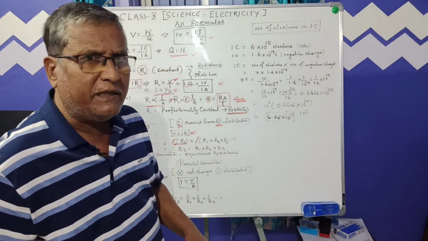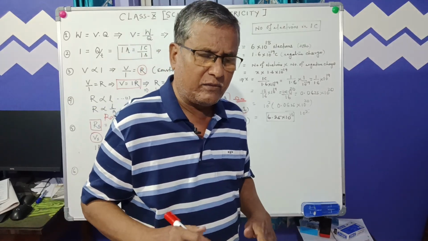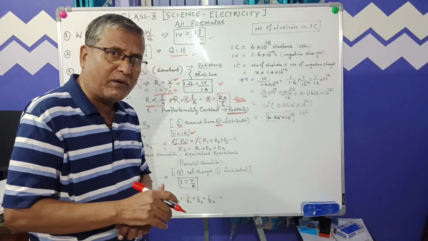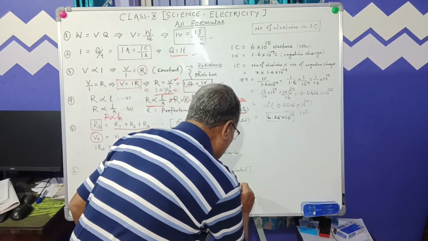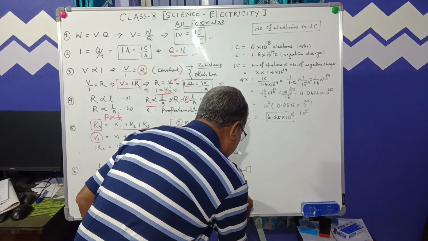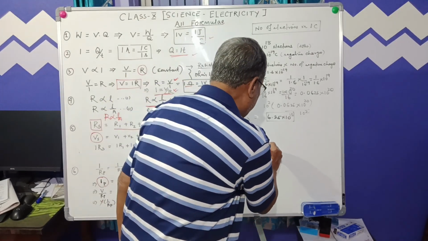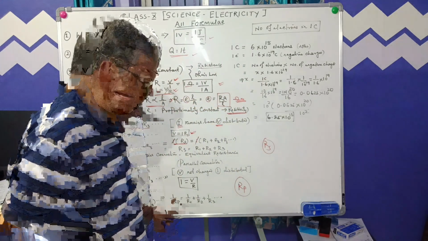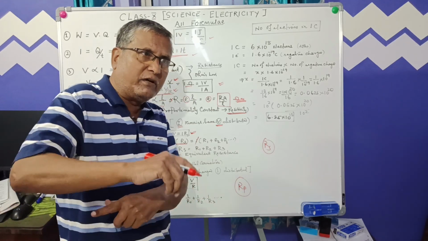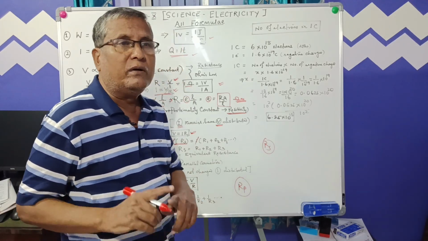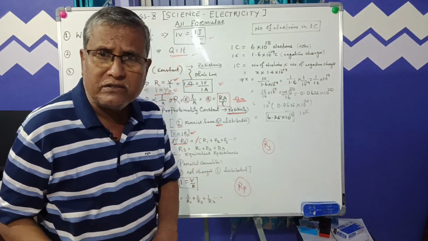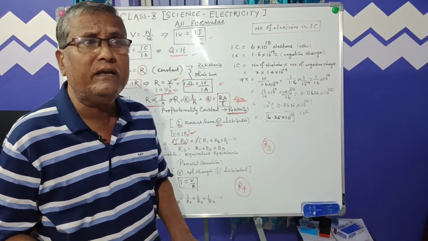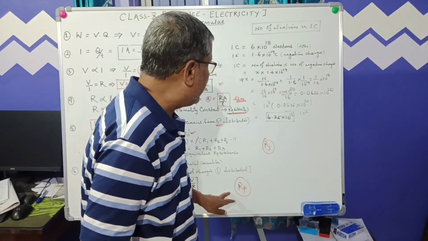But here is a trick. Some students commit a mistake. 1 by Rp is the reciprocal. You have to find out Rp. This is very important. So Rs is very simple, but Rp is in the form of its reciprocal, so you have to reverse it to find Rp, the equivalent resistance of the resistors connected in parallel. This is very important.